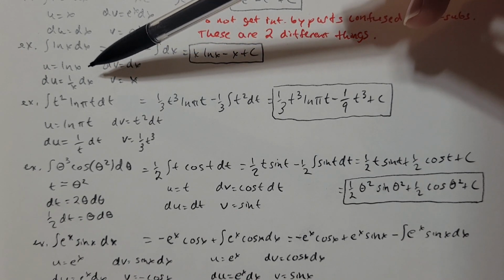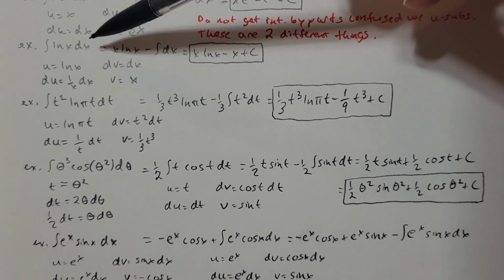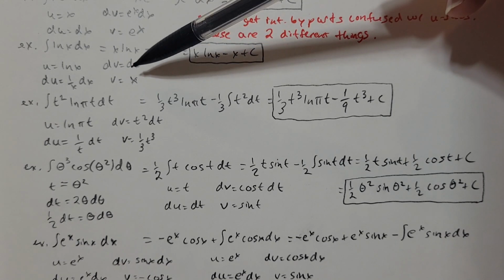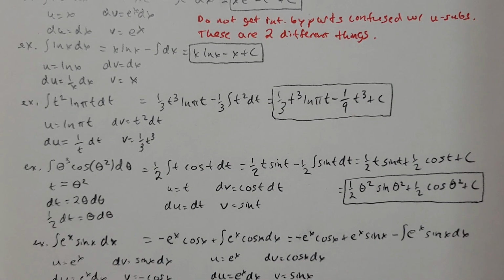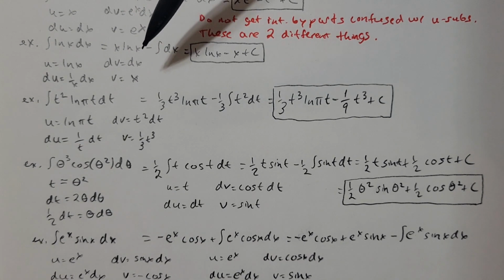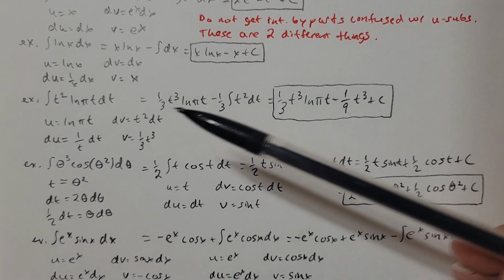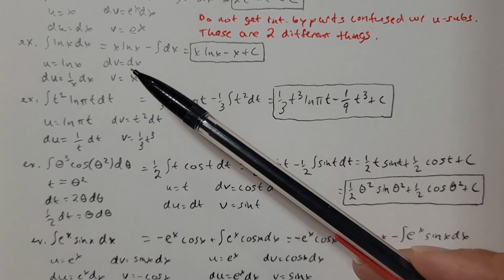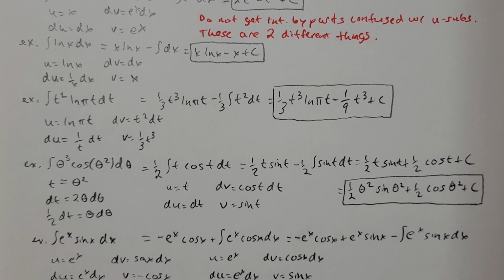So let u be the ln of x, dv is the rest of this integrand, dx. The derivative of the ln of x is 1 over x dx. The antiderivative of 1 is x. And by the way, don't forget about your dx's, your plus c's and stuff like that. That's very important stuff, okay?